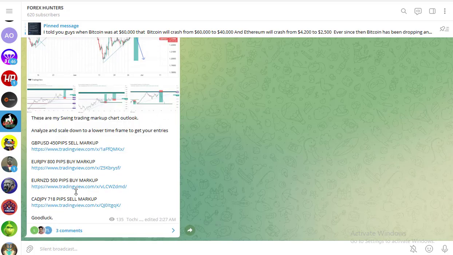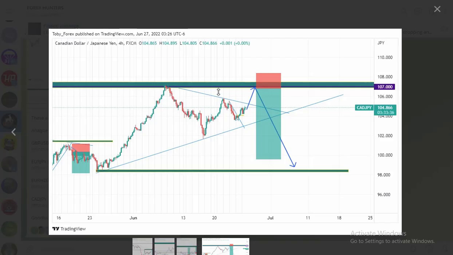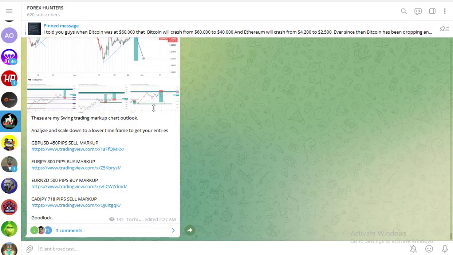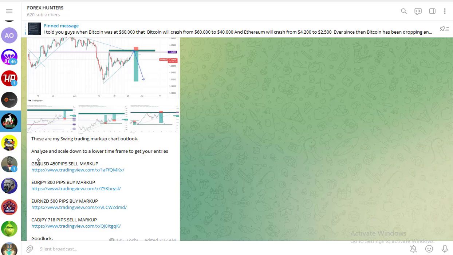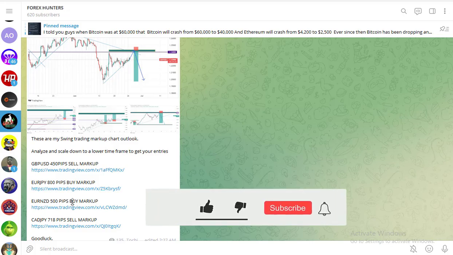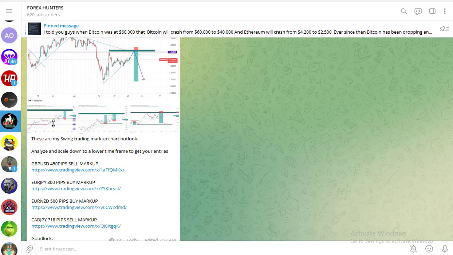So the last but not the least trade that I did send out here is CAD JPY. CAD JPY is actually for a sell. I think that's the only trade that is for a sell here. GBPUSD is for a sell, EURNZD is for a buy, then EURJPY is actually for a buy. So GBPUSD and CAD JPY are the only trades that read for a sell, and EURJPY is the only trade that reads for a buy.